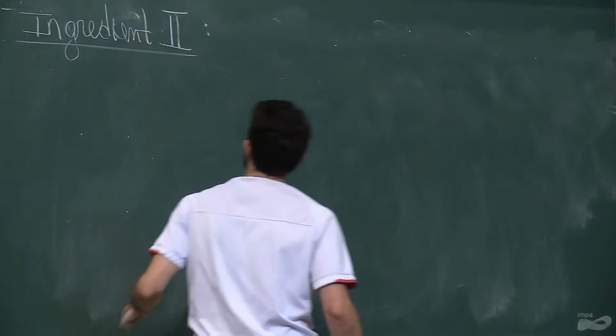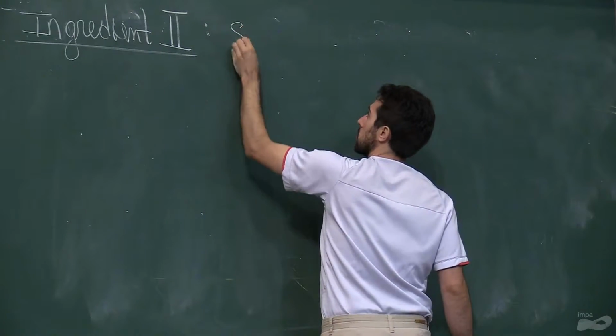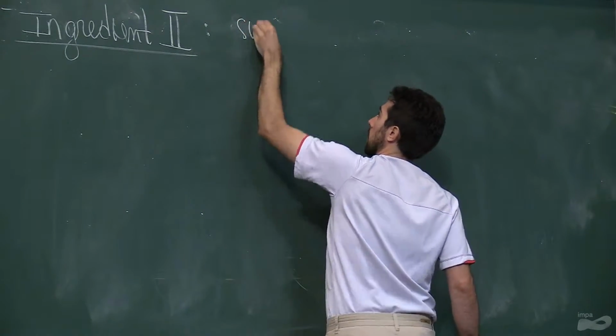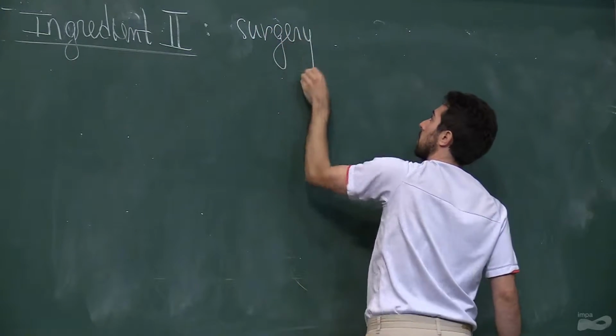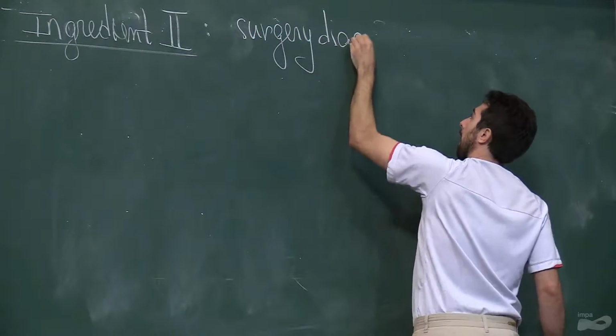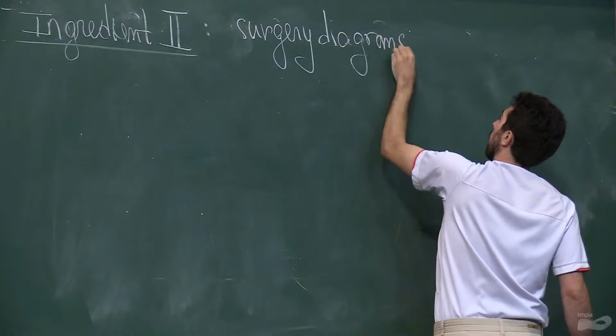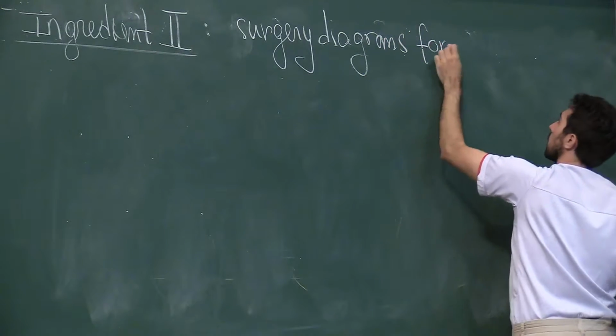Ingredient number 2: the contact branch cover. So that's surgery. That means contact surgery diagrams. So surgery diagrams for branch covers.